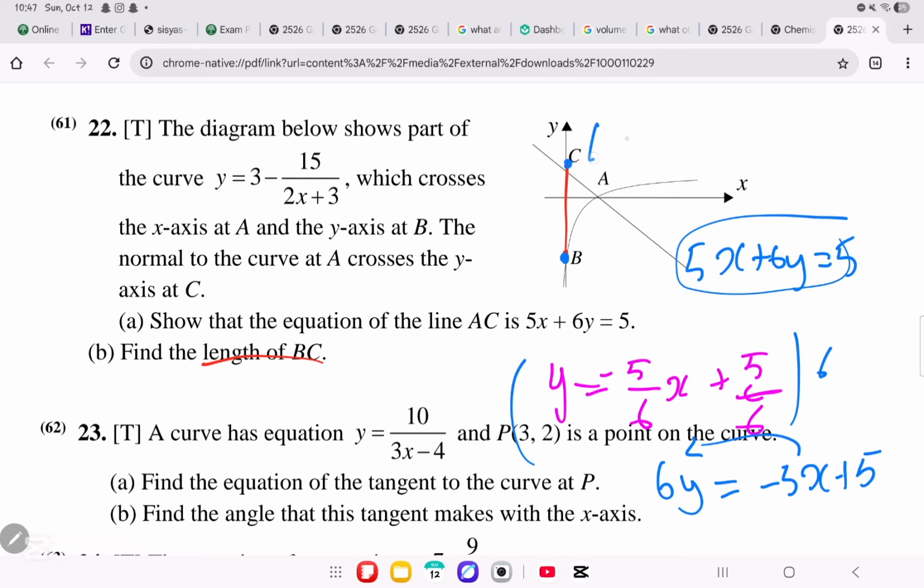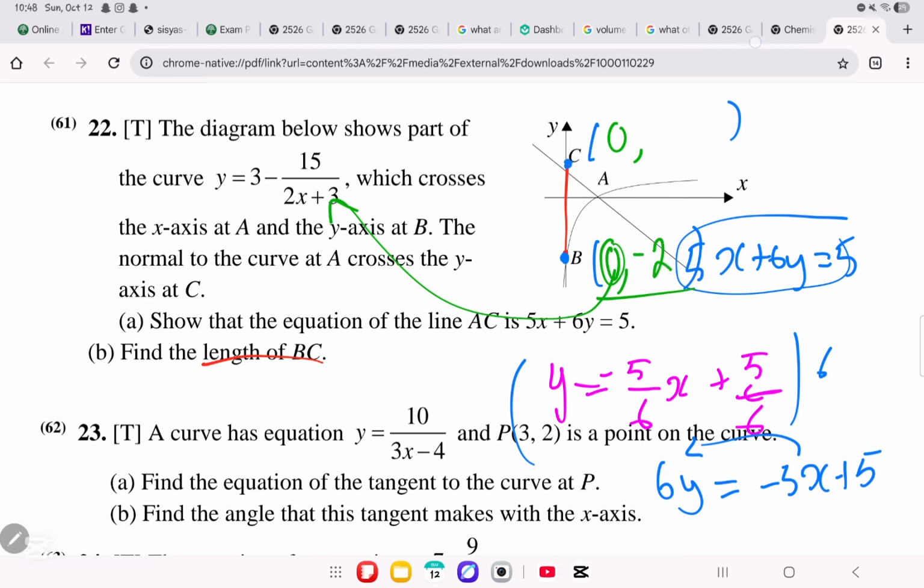That means we need to find the point B and the point C. We first start very easily with the point B. We know that it's intersecting the y-axis. That means x is 0. Same exact thing with C, by the way. So if x is 0, how do we find the y? You just substitute it in this equation over here. So 3 minus 15 over 2 times 0 plus 3. That's going to give you an answer of minus 2.